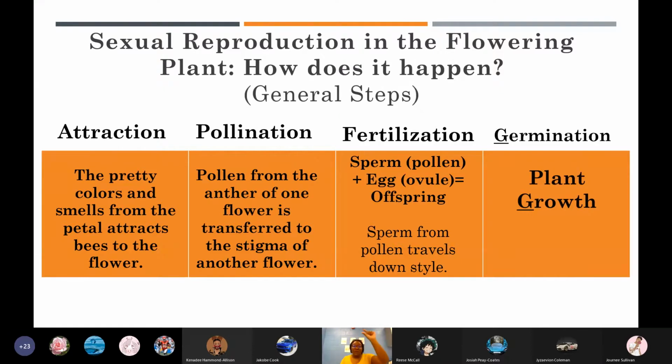Fertilization is the sperm from the pollen reaching the egg that's in the ovary at the bottom of our flower, and creating an offspring or a child. We want to make sure that we know the tube that connects the stigma to the ovary is called the style, and that sperm from the pollen is going to travel down that style. Finally, and we're going to talk more about this step today, is germination. Germination, that word starts with a G. Germination means growth, specifically plant growth.